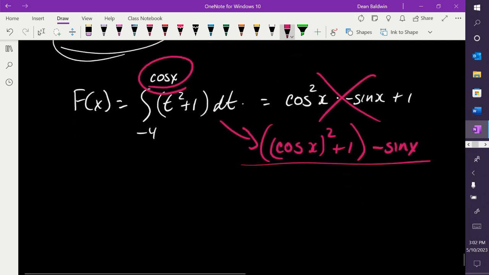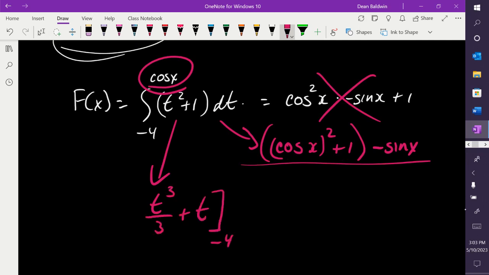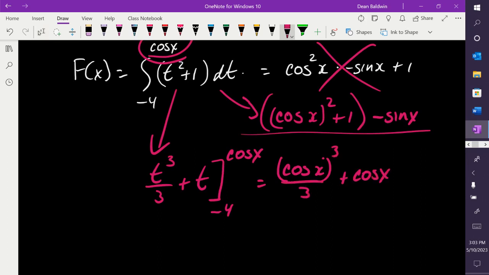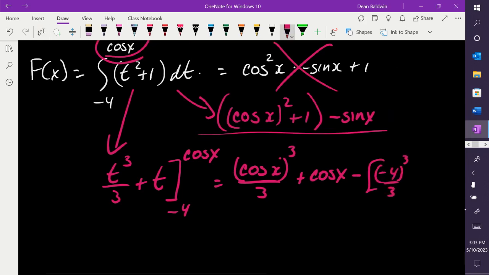The way you can show that is if I do the long method and expand out the t squared plus 1, I'll get t cubed over 3 plus t evaluated from negative 4 to cos x. And then I plug in the cosine: cos of x cubed over 3 plus cos of x minus, and then it's going to be negative 4 in there, but it's all constants, so I guess I'll write it out. Minus 4.